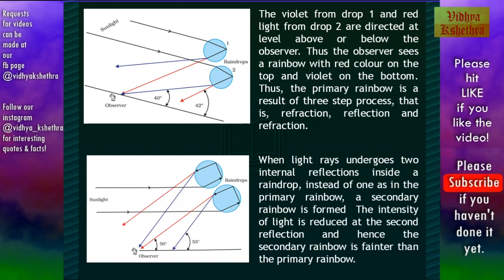Now, in the case of a secondary rainbow, the light undergoes two total internal reflections, that is, instead of one as in the primary rainbow. A secondary rainbow has lower intensity of light, and hence the secondary rainbow is fainter than the primary rainbow.